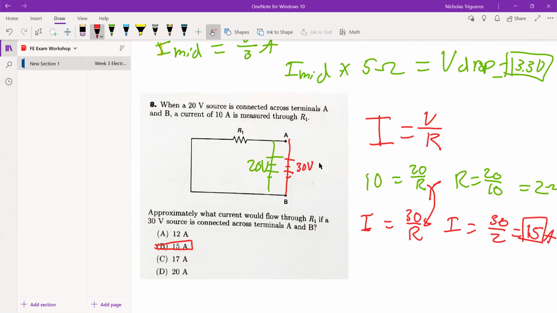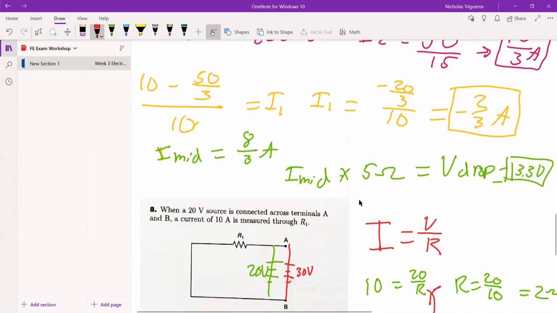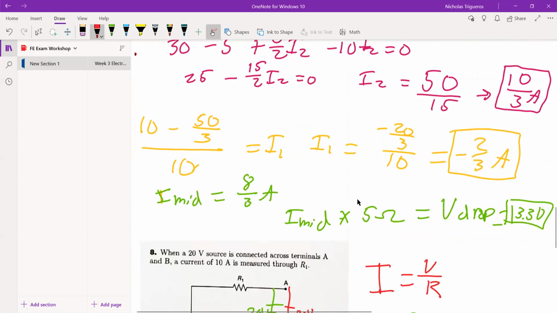Cool, huh? Nice, nice. That took us about 4 minutes. Probably could speed it up a little bit. But if you knew exactly how the relationship would work, if that was a 2 ohm resistor, you'd know that the current would go up by half of the voltage increase.